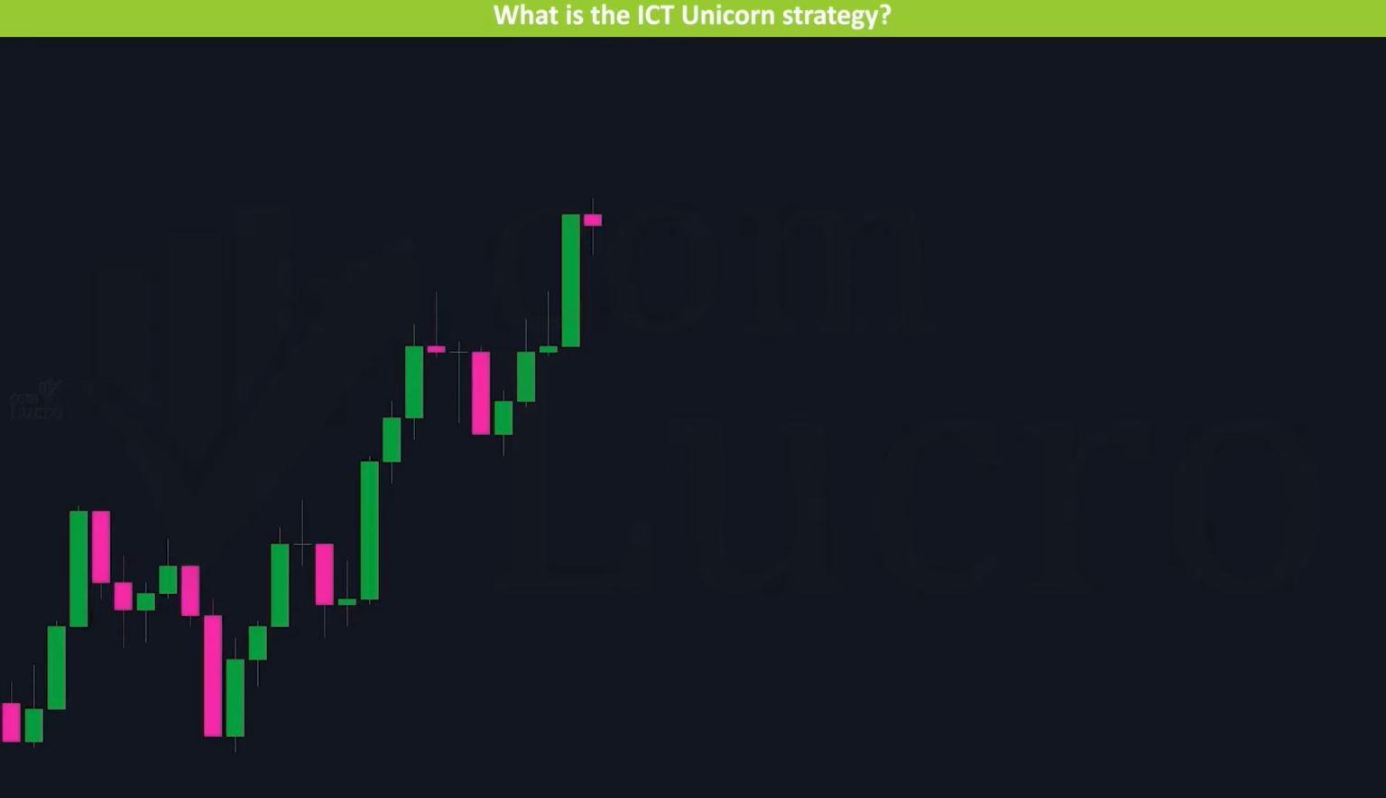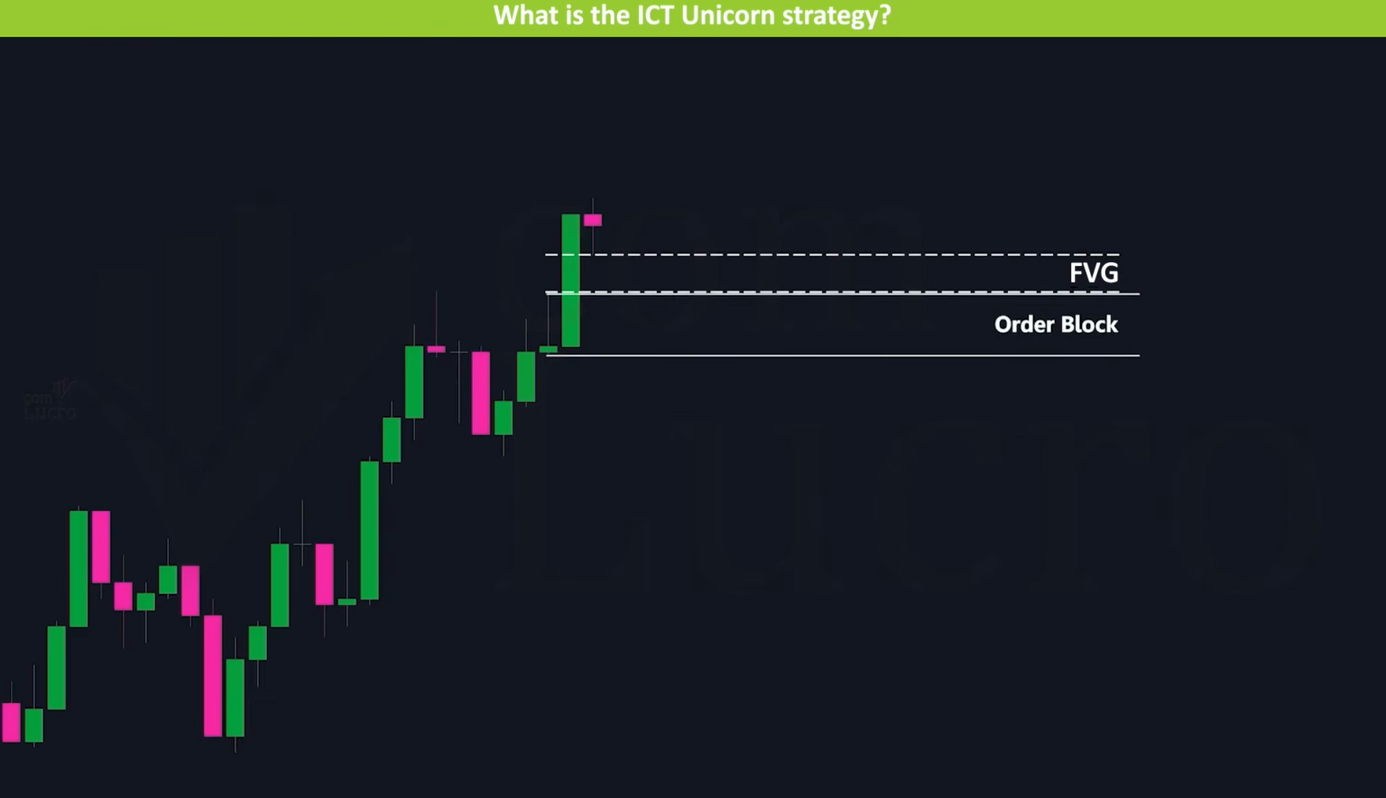So what is the ICT Unicorn strategy? The ICT Unicorn is a trade entry strategy from ICT that focuses on high-quality setups formed by the overlap of a breaker block and an unmitigated fair value gap. This overlap marks areas where market structure fails and institutional imbalance creates strong price reactions.